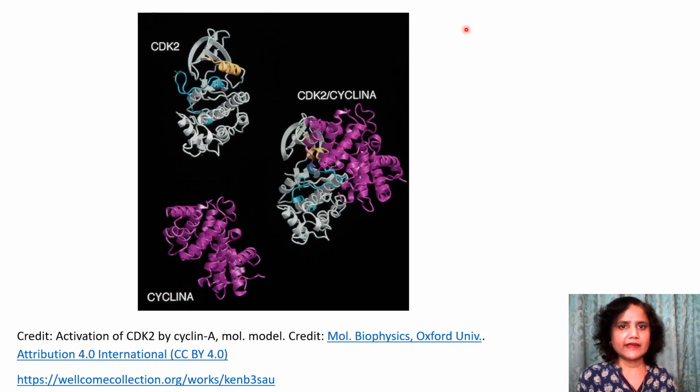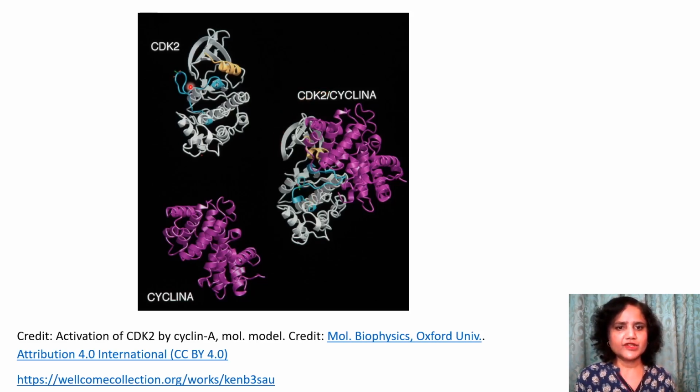So without the cyclin, this loop, or the activation loop or the T loop, blocks the cleft, as we mentioned earlier. And the position of several key amino acid residues is not optimal for ATP binding. But when cyclin binds, then there's rearrangement of two alpha helices that allow ATP binding, and one of them is coming just before the T loop. It becomes a beta strand and it helps to rearrange the T loop.